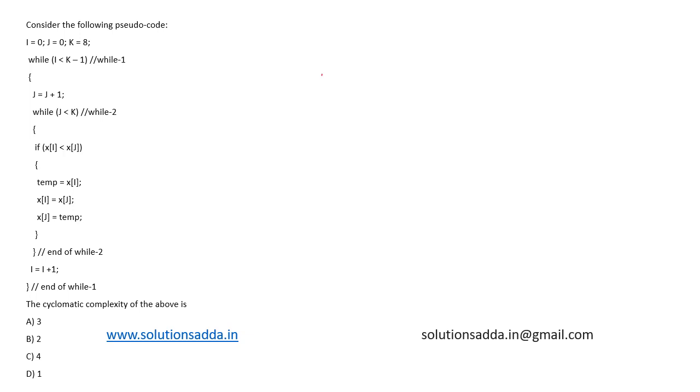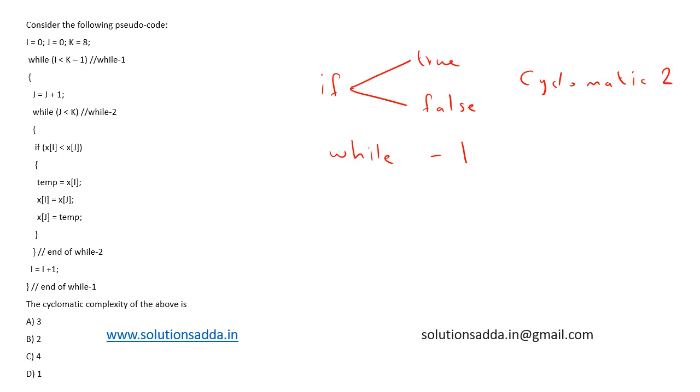If it has an if statement, then there are two possibilities. Either it can be true or it can be false. So the cyclomatic complexity is 2. Also, for while loop, the cyclomatic complexity, it is 1. Now, moving on to the pseudocode, we have two while loops here, while loop 1 and while loop 2. So, for while loop, the cyclomatic complexity here is 2. Also, we have an if statement. So, the cyclomatic complexity for if statement is also 2. So, the total cyclomatic complexity is 2 plus 2, which is equal to 4. So, option C, 4, is the right answer.